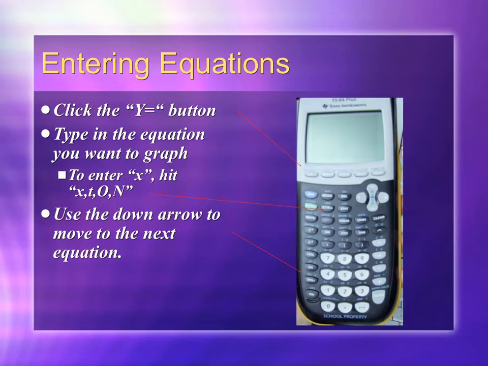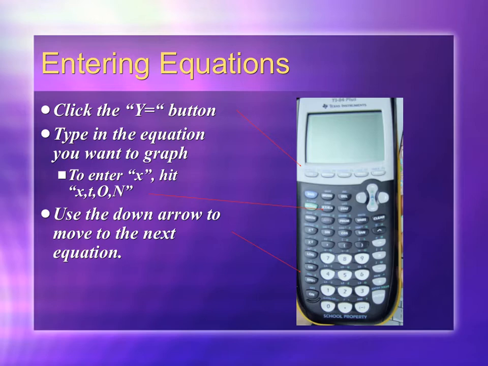So let's look at how we actually enter equations. First, click on the y equals button. Now it's possible that your calculator already has some equations in there, and if it does, you can use the arrow keys to select those and the clear button to clear those out. Then, you're going to type in the equation that you want. So suppose you want to enter a linear equation like y equals 3x plus 12. You're going to type it in directly as 3x plus 12.